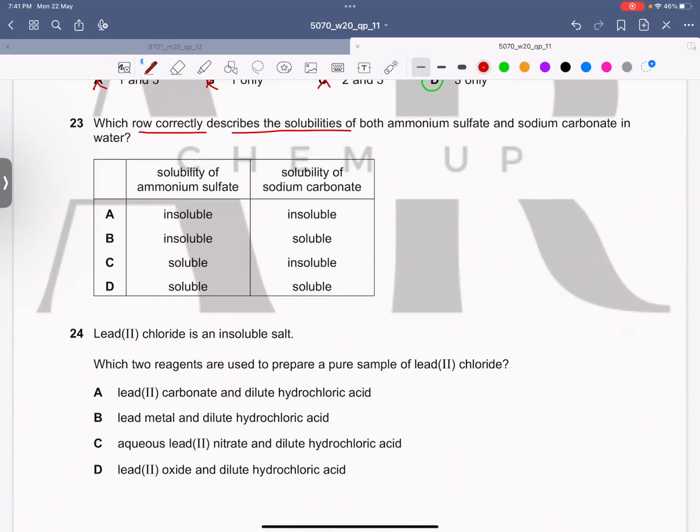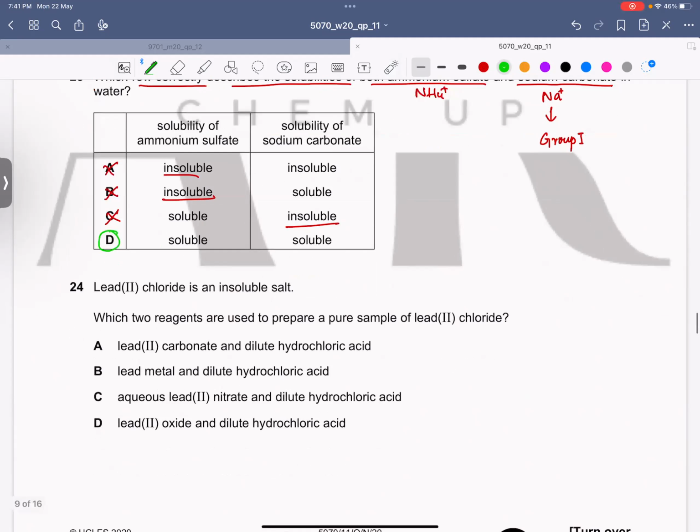Okay. Now, question number 23. Which law correctly describes the solubilities of both ammonium sulfate and sodium carbonate? So, if you recall, ammonium sulfate has an ammonium ion in it, and sodium carbonate has a sodium ion in it. Sodium is in group 1, and if you recall the solubility rules, all group 1 compounds and ammonium compounds and nitrate compounds are water soluble. So, it means wherever there is an insoluble written, all these three are wrong statements, and the correct one is D, where it says that both are soluble.